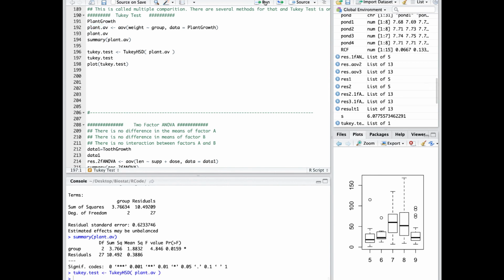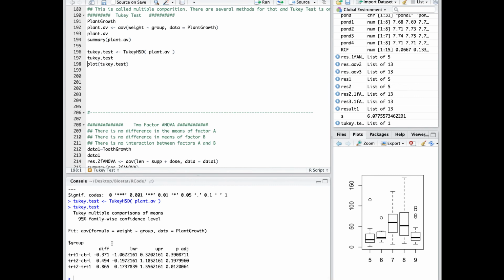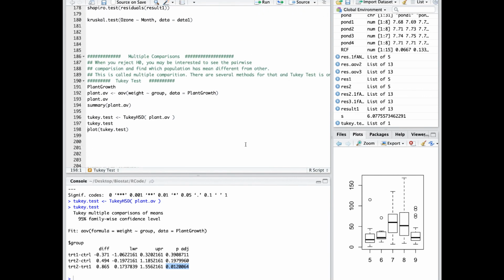It will give you the pairwise comparison Tukey test. You see treatment 1 and control, you compare those two. What is the p-value? It is greater than alpha, so they have the same mean. Treatment 2 and control, we have the p-value greater than alpha, so they have the same mean. But treatment 2 versus treatment 1, the p-value is less than alpha, so they have different means. So this is how you do the pairwise comparison, or we call multiple comparison. Okay guys, thank you.